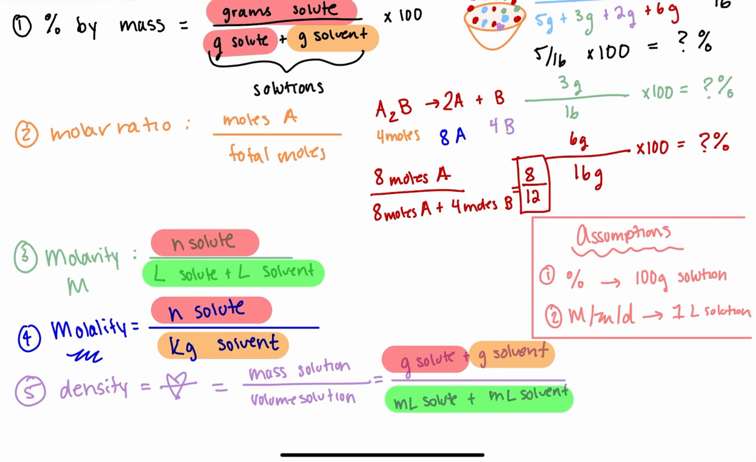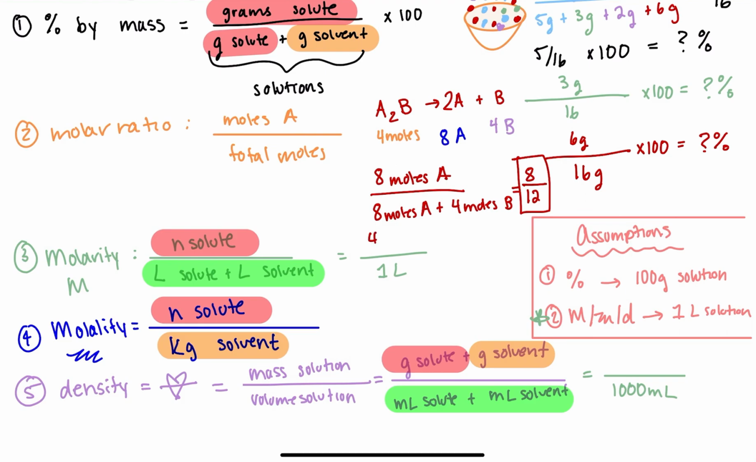So let's just say, for instance, you make the assumption of 1 liter of solution, right? Where can I plug in that 1 liter of solution? I can technically plug that 1 liter of solution at the bottom of molarity. I can also plug that in at the bottom of density, right? What's 1 liter of your solution in mLs? Because density needs to be in mLs. Basically 1,000 mLs, right?